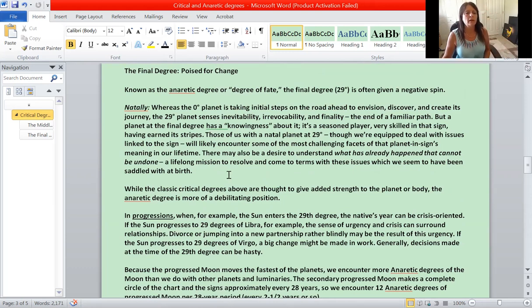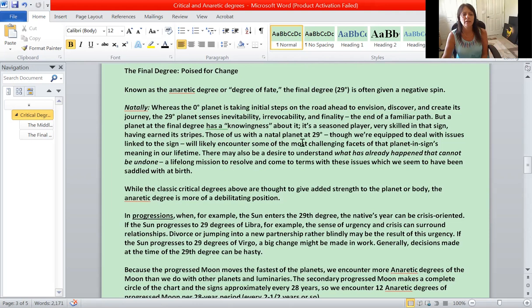Whereas a 0 degree planet is taking initial steps on the road ahead to envision, discover, and create its journey, the 29 degree planet senses inevitability, irrevocability, and finality. I can't say that word. The end of a familiar path. But a planet at the final degree has a knowingness about it. It's a seasoned player, very skilled in that sign, having earned its stripes.